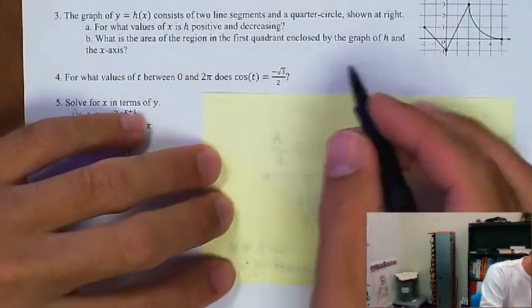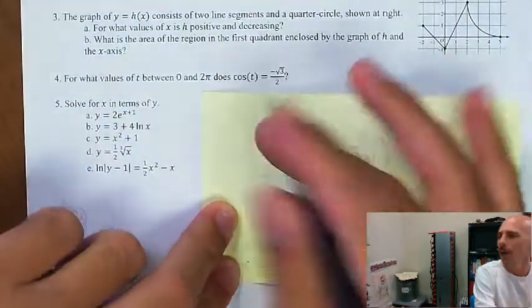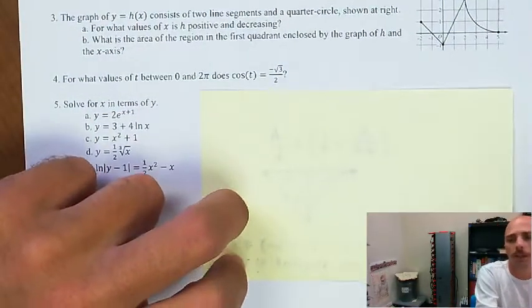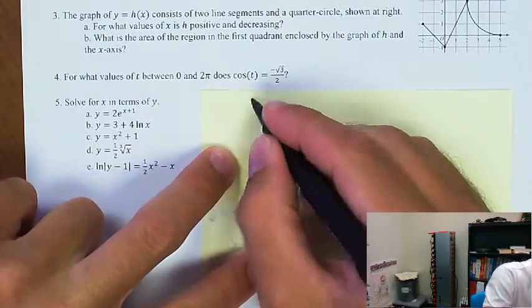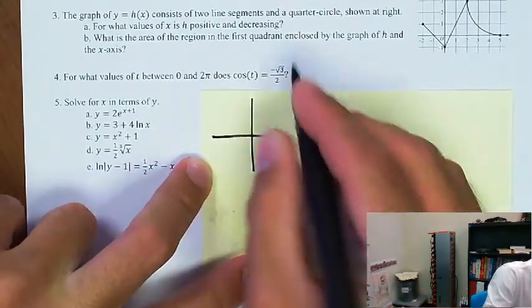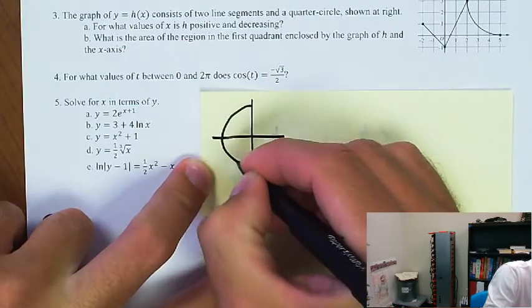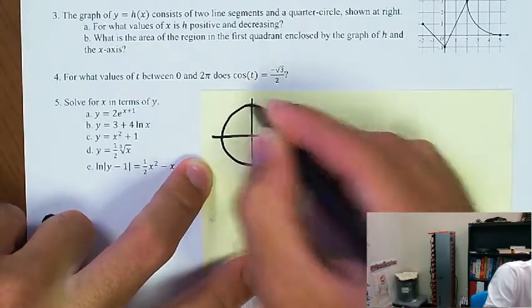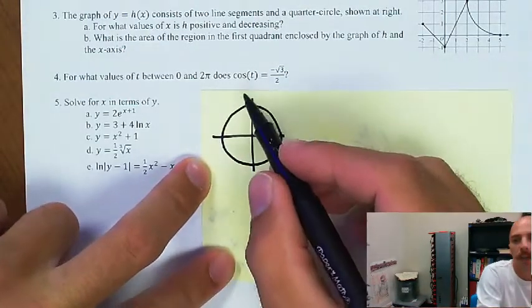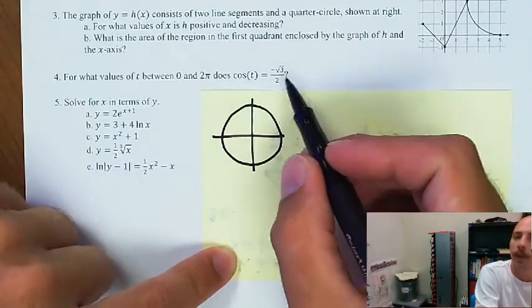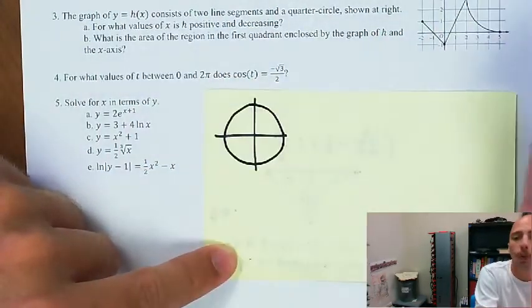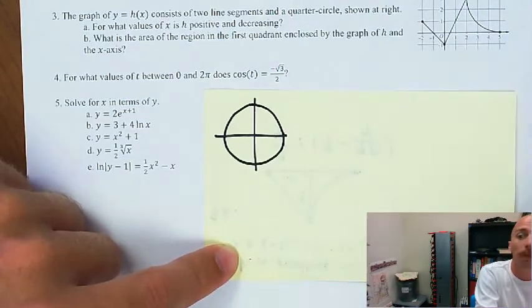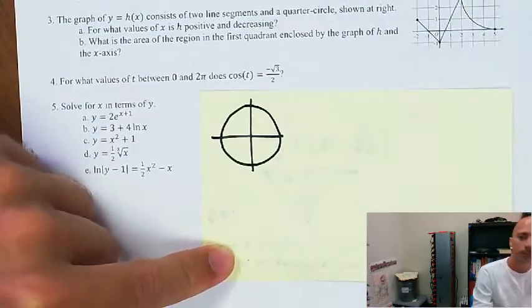So cosine is negative root 3 over 2. I'll show you how I do it. I'm sure you have your own techniques for solving these trig equations, but I draw the unit circle. Cosine is the x-coordinate. And root 3 over 2, that's pretty big. That's the next biggest thing to 1. It's not quite 1, but it's the closest thing we have on the unit circle.